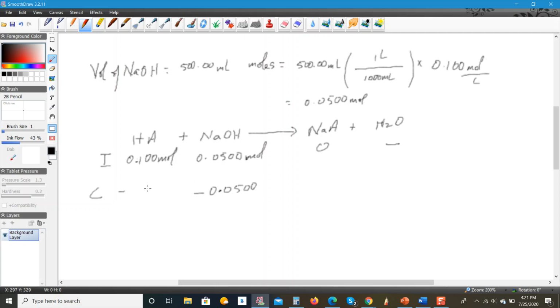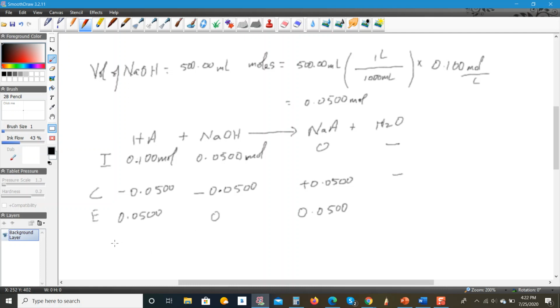The same amount of HA in terms of moles would be used up here, and here you're going to have plus 0.0500. Again, you don't need to worry about the water, so at the end of the reaction you're going to have 0.0500. You're going to have 0 here. You're going to have 0.0500 here.